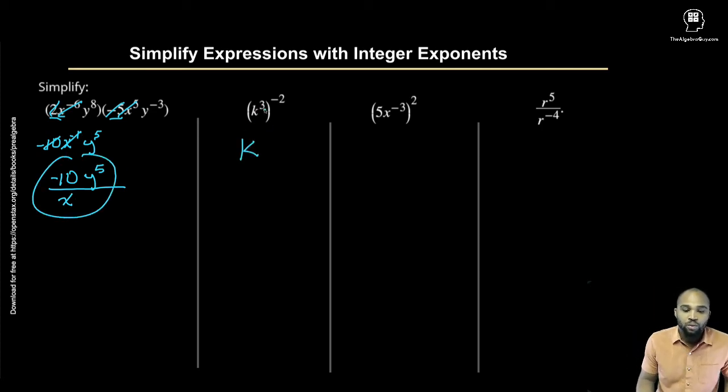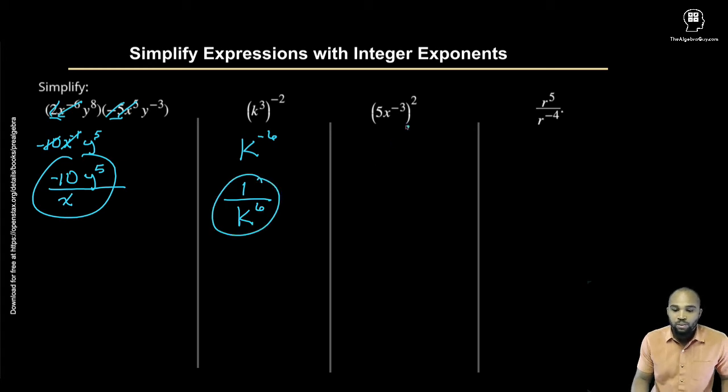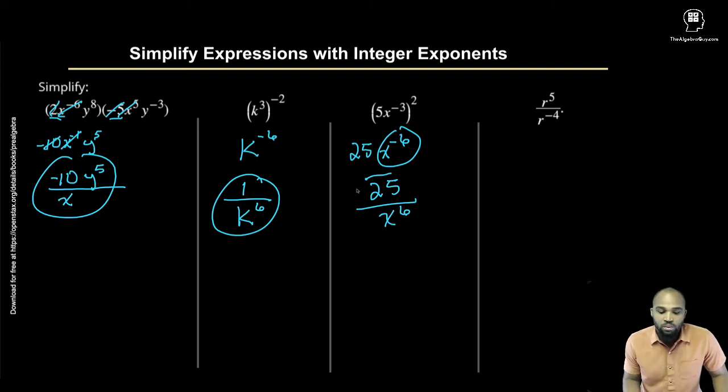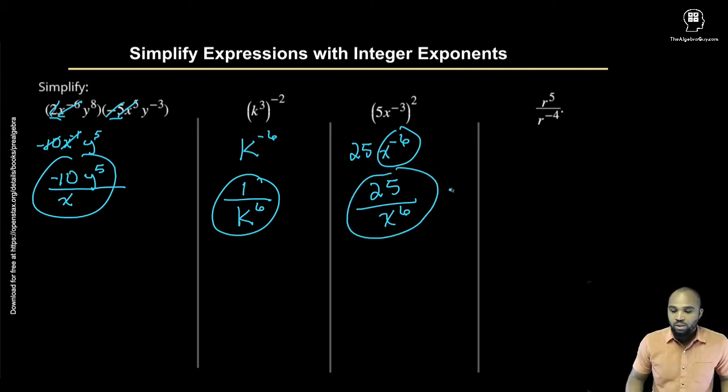All right, what about this one? We do the power rule. 3 times negative 2 is a negative 6, which is the same thing as 1 over k to the positive 6, because we always want to keep it in positive exponents. Everything in here gets squared, so this 5 gets squared to 25. The negative 3 gets multiplied by the negative 2, which is x to the negative 6. And I can rewrite this as 25, and this x to the negative 6 is now reciprocated with a positive exponent to be 25x to the positive 6.